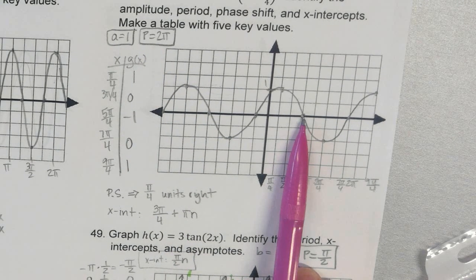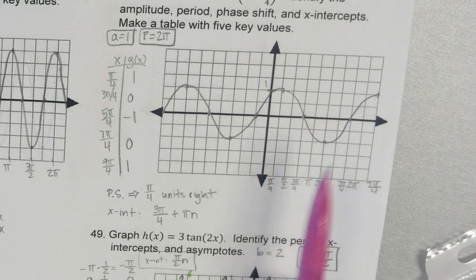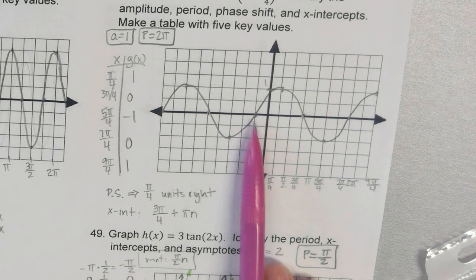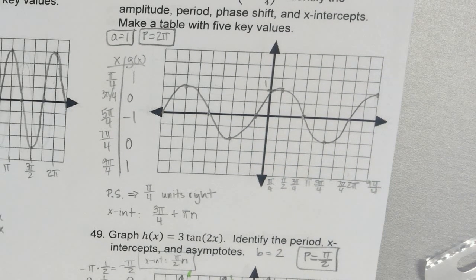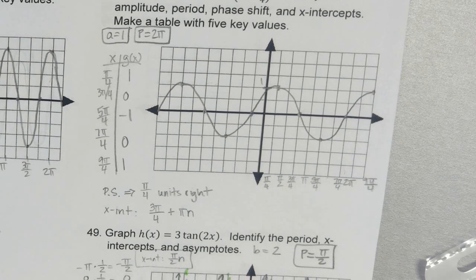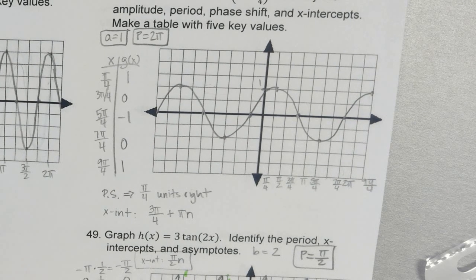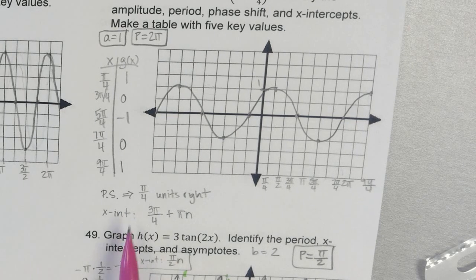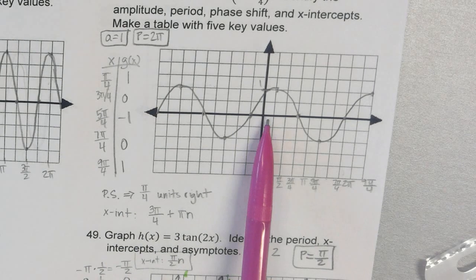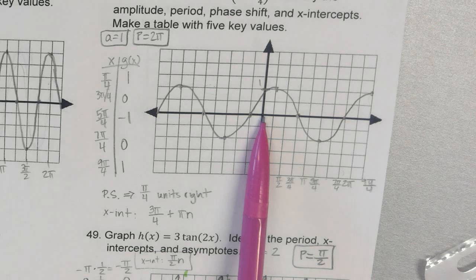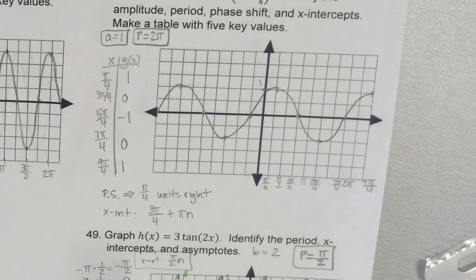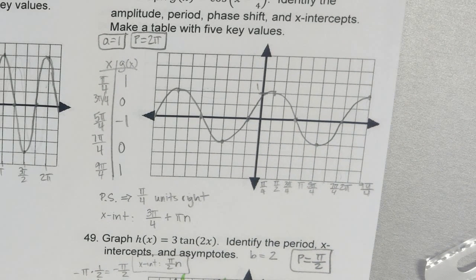Okay, so I chose the 3 pi over 4. You could have chosen the negative pi over 4. You could have chosen the 7 pi over 4. Any of those would be correct. Know that when you see the answers on your test, when they do the x-intercepts, it's going to be the first one that's 0 or above. So that's why I did the 3 pi over 4.